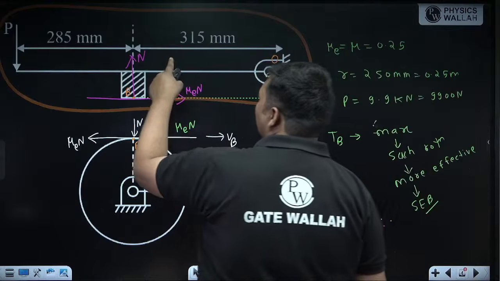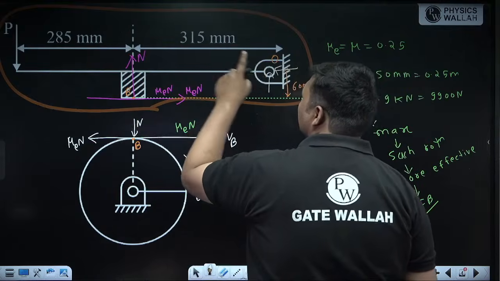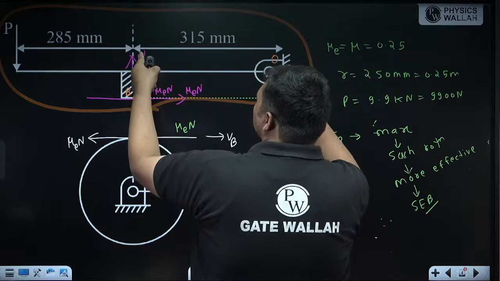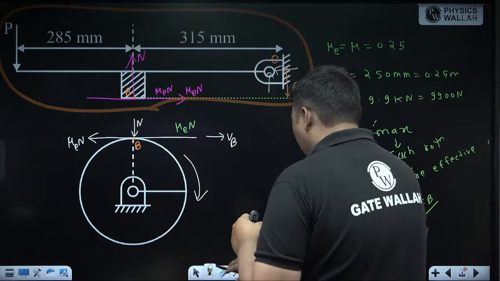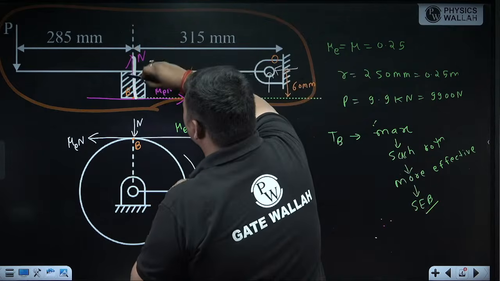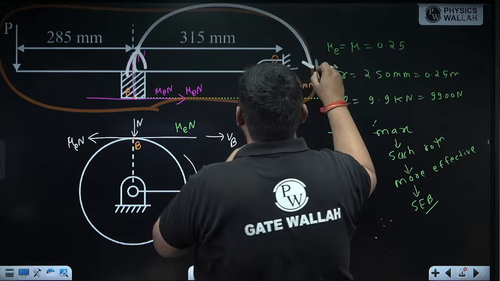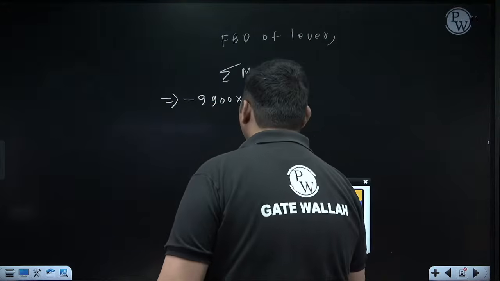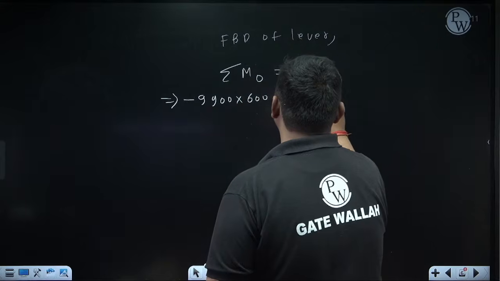Now in the FBD of the lever, the moment of normal force N about O. So it is N. Its perpendicular distance from O, it is vertical, so the horizontal distance is 315. Now how is it rotating about O? It is like this. About O, you can see it is rotating clockwise. For clockwise I am using plus sign. So plus N into 315.